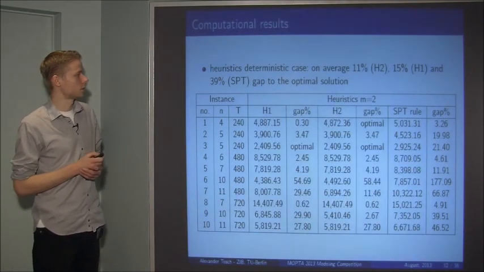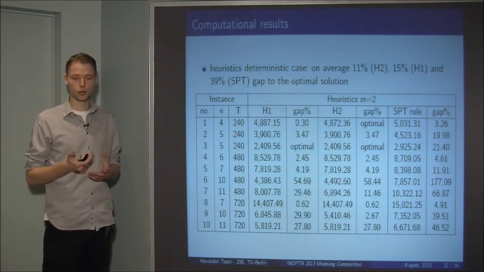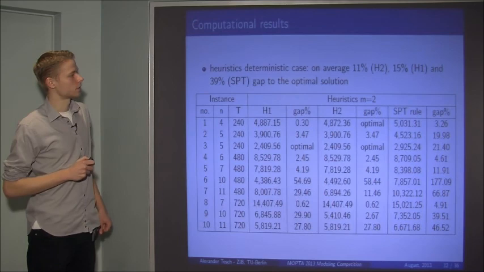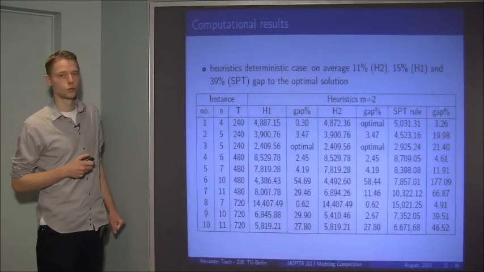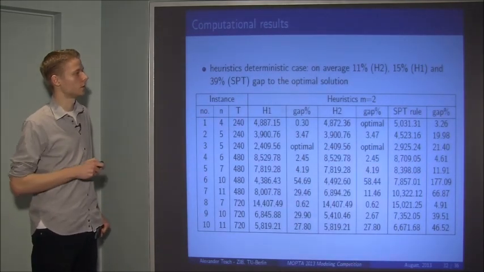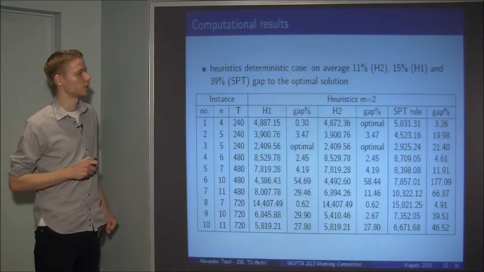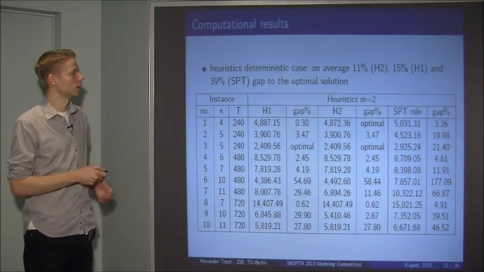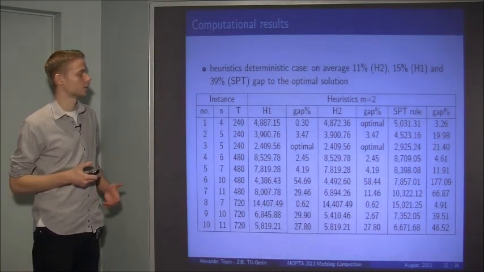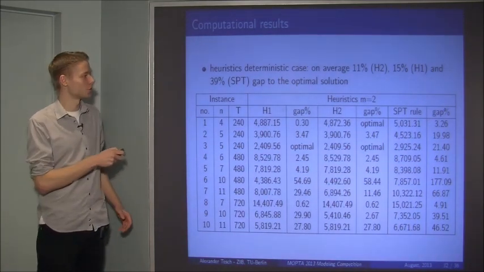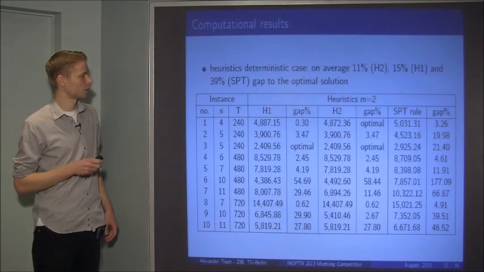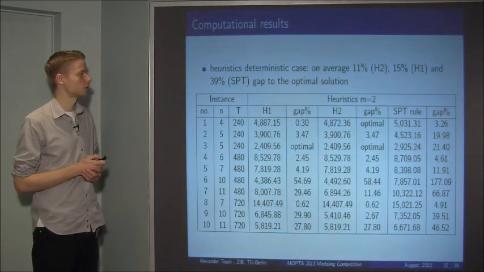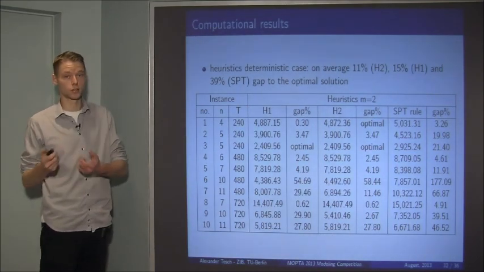And in the deterministic case, for the heuristics there is actually some space for improvement. They deviate about 11% for the H2 heuristic or 15% for the H1 heuristic. And the SPT rule is, of course, the worst of all. But 40% on average deviation from the objective is actually pretty good for this kind of easy rule.